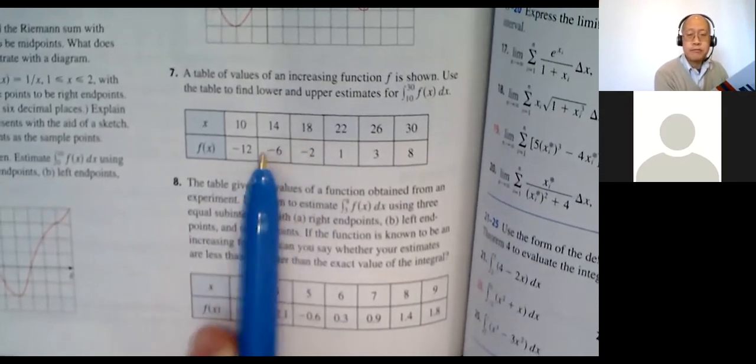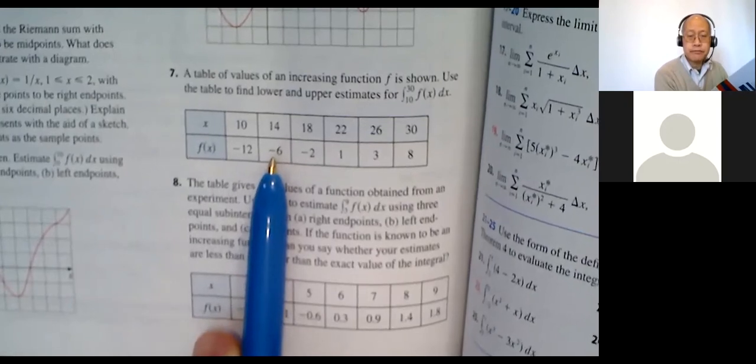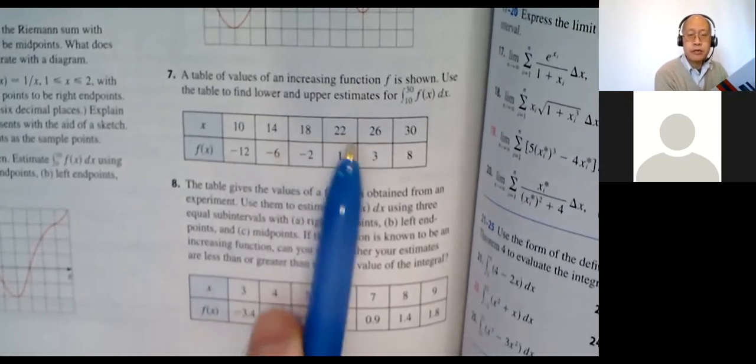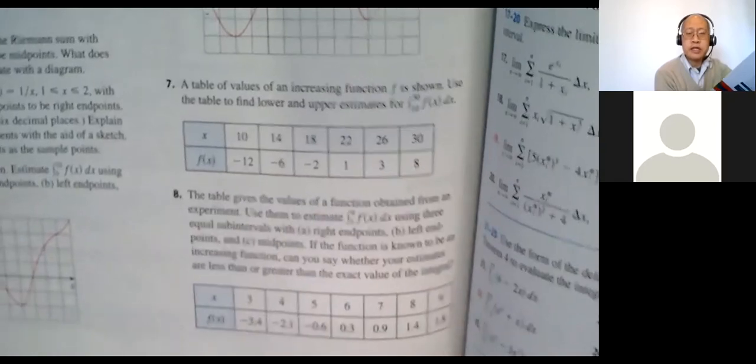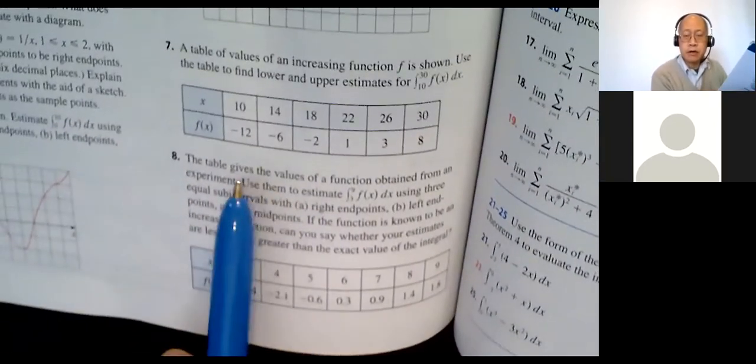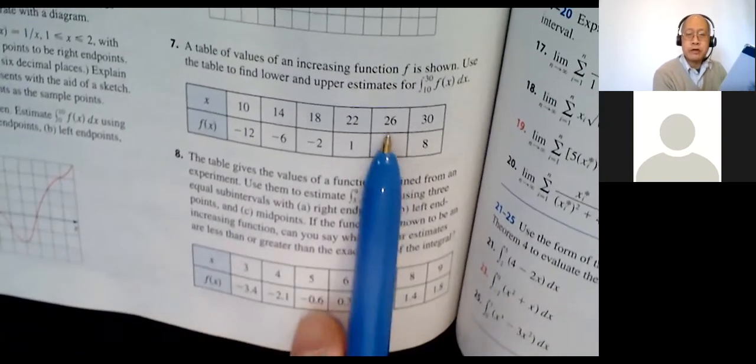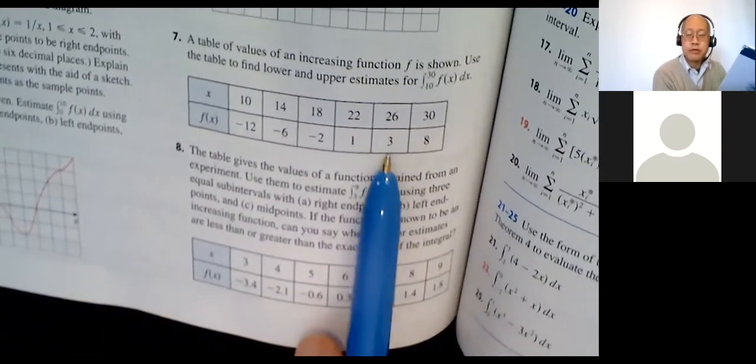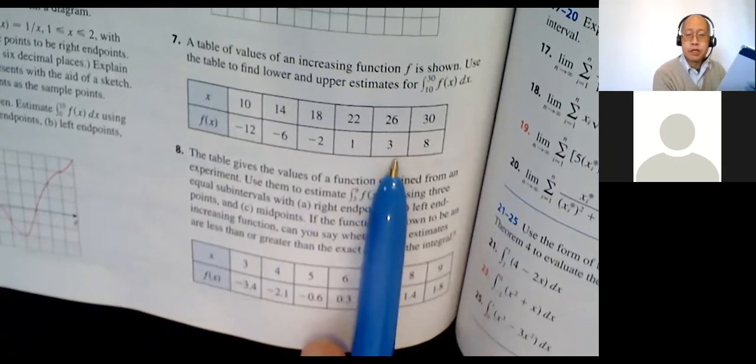From 14 to 18, smaller number is -6. 18 and 22, smaller number is -2. So in this case, the left sum would give me the lower estimate, right? All the way down to 26 to 30, 3 and 8. The smaller number is 3.